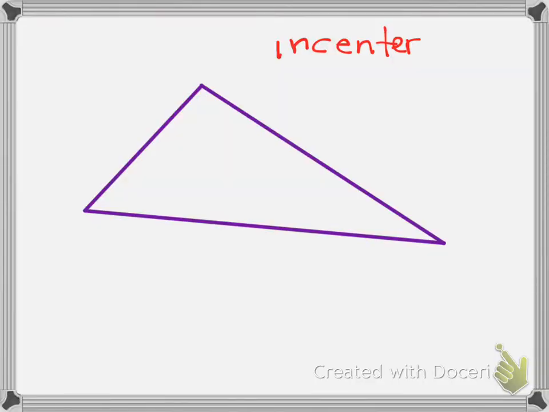All right, guys, our last point of concurrency is called the incenter. And the incenter is the point where the angle bisectors of a triangle meet. So I'm going to take a straight edge here and just kind of pretend to bisect each one of these angles. So I'm just going to try to draw a segment that cuts the angle in half. So I'm just trying to make this angle and that angle equal. So that looks to me about right about there.